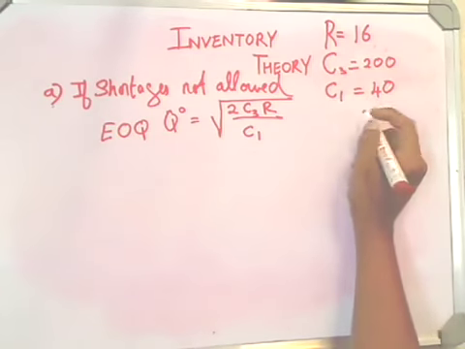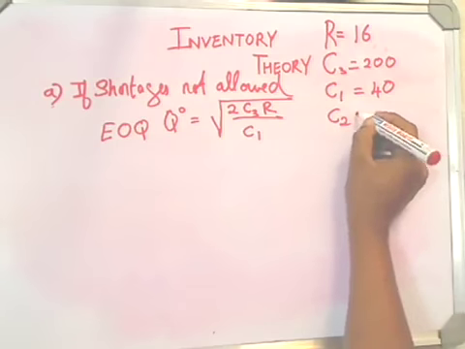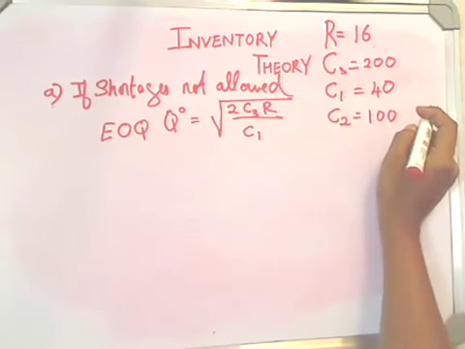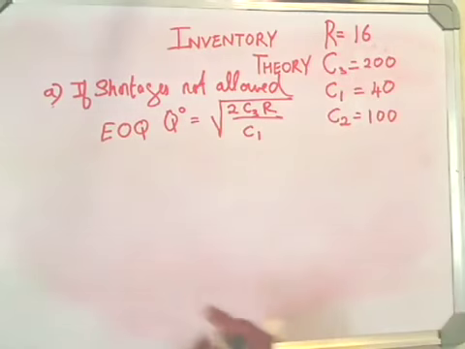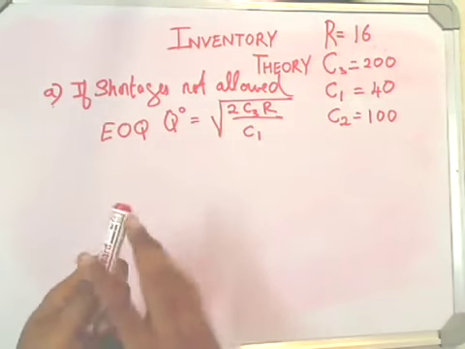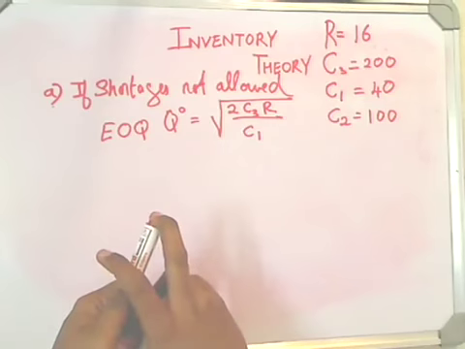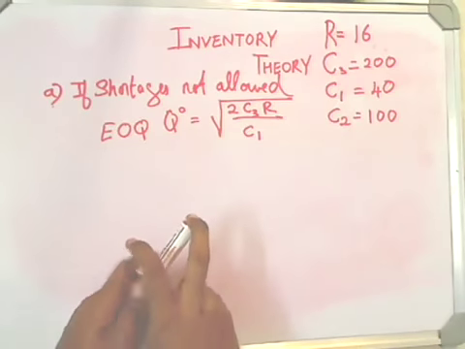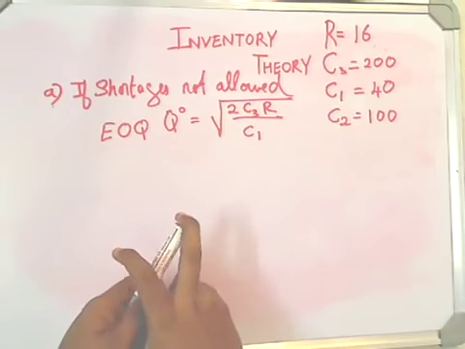Okay, 100 per ton per year. Now that is given as C2, and C2 here has been given as 100. Now let me explain the four terms that you will find here. R being the demanded quantity, that is, you want 16 tons of raw material. That's the amount of raw material that you have requested.